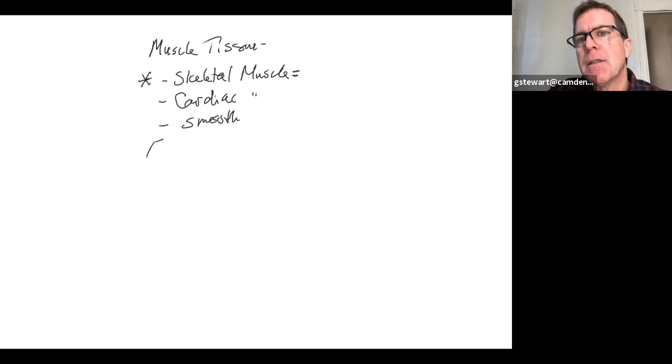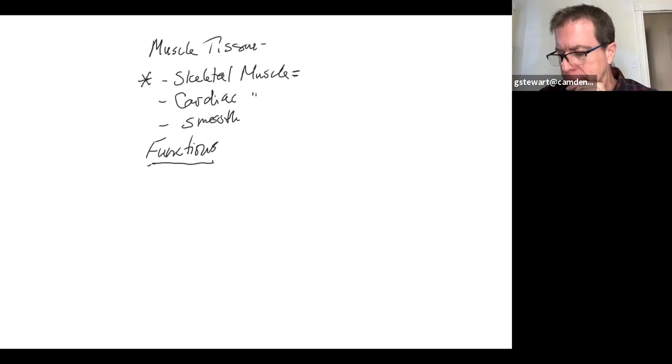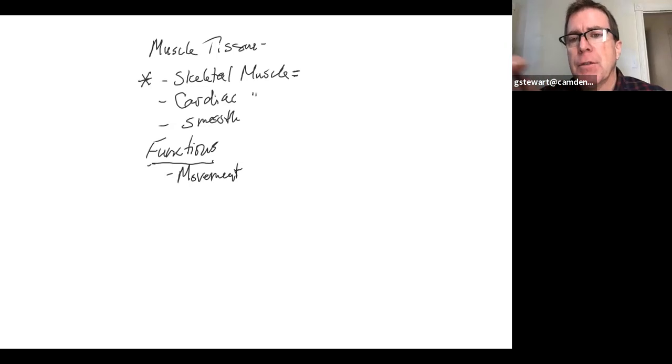Now this is almost the same in all A&P books. And I'm just going to list some major functions of muscle tissue in general. It's not any one of these three in particular. The first one is always movement. That's one of the largest and most unique characteristics of muscle tissue, is that it produces some sort of movement. Either externally, I move my arms and legs, or my mouth like I'm talking now, or internally as well.